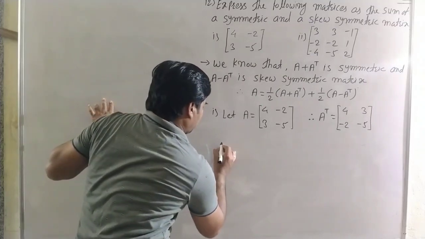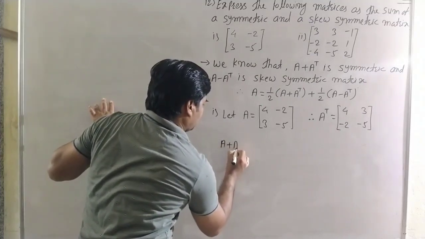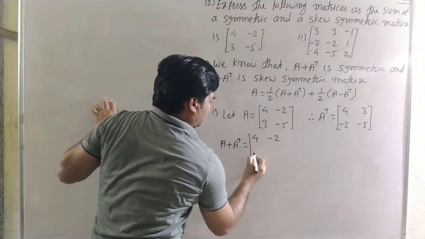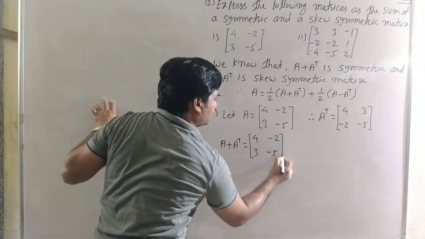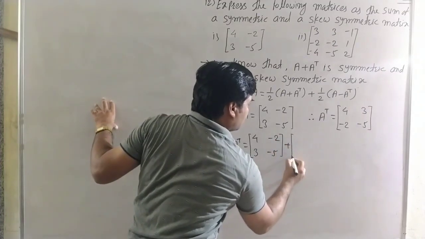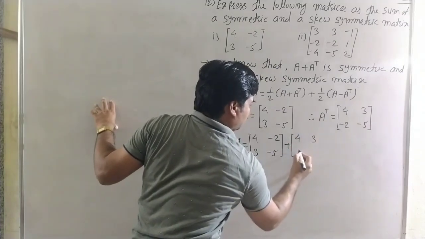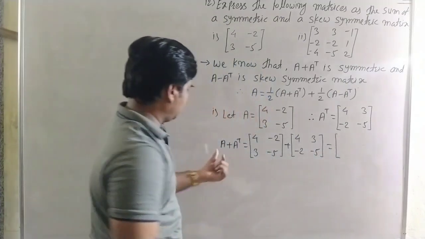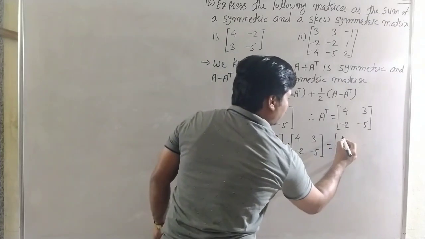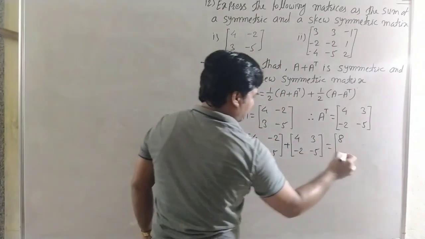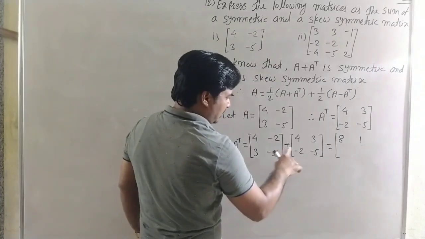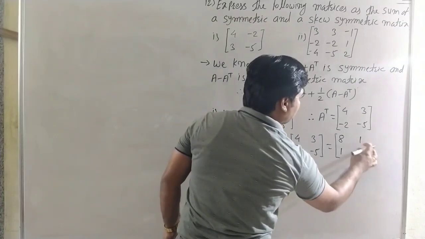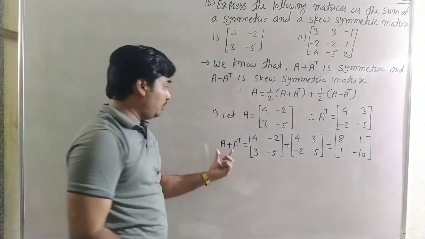Okay, therefore A plus A transpose is equal to the matrix A, [4, -2; 3, -5], plus [4, 3; -2, -5]. See carefully the addition: 4 plus 4 is 8, -2 plus 3 is 1, 3 plus -2 is 1, and -5 plus -5 is -10. It is the addition, that is, A plus A transpose.